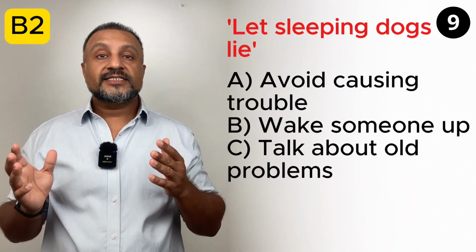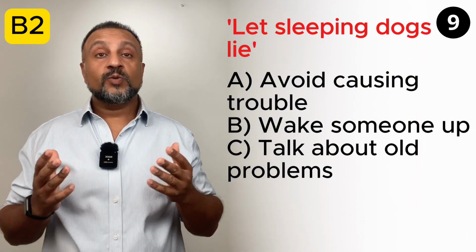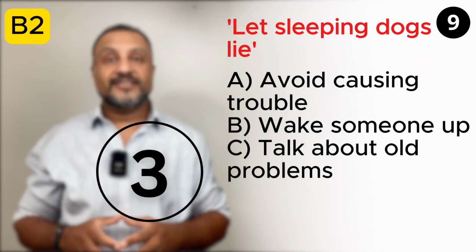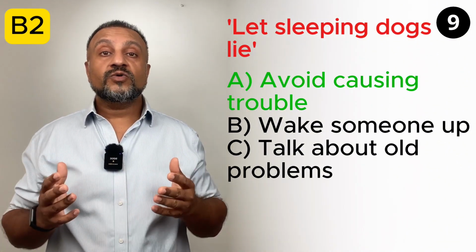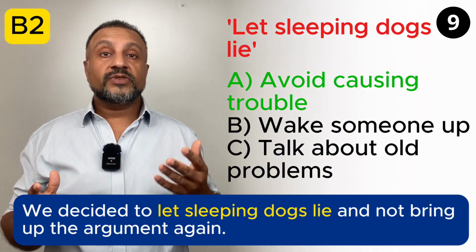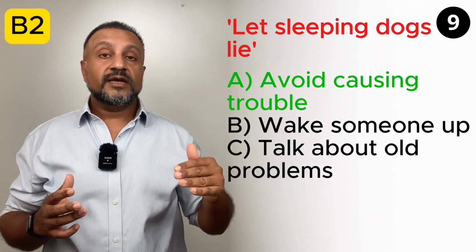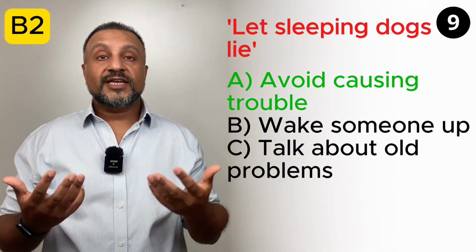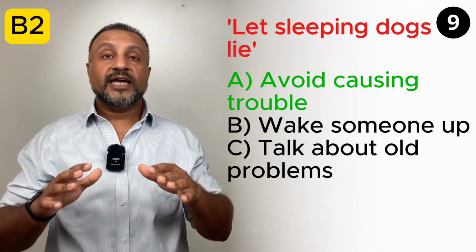What does let sleeping dogs lie mean? A, avoid causing trouble. B, wake someone up. C, talk about old problems. When you let sleeping dogs lie, you avoid causing trouble. We decided to let sleeping dogs lie and not bring up the argument again. Maybe there was an argument and the dust has settled, but maybe the other person was in the wrong, but to bring up the argument again will not solve anything, so it's better not to cause trouble and let sleeping dogs lie.